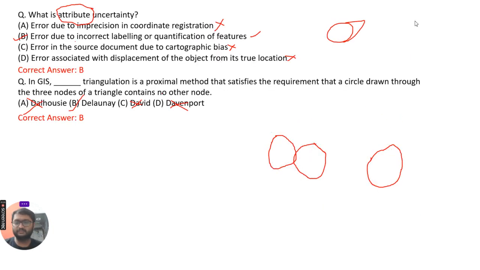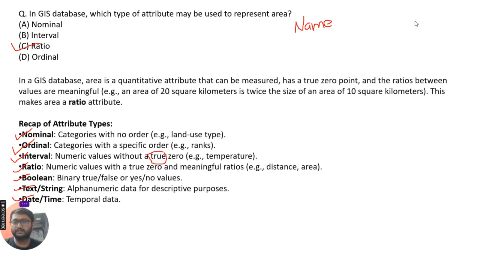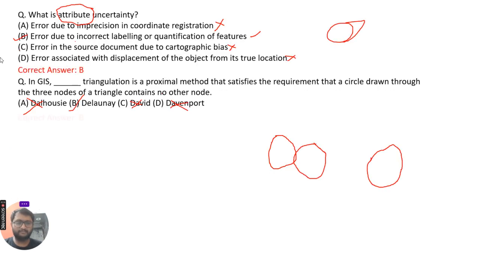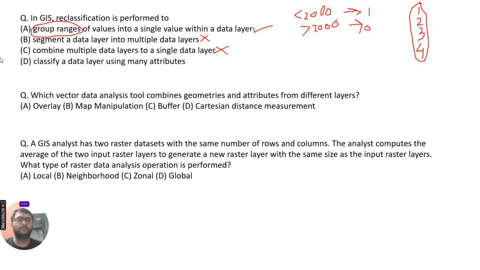Which kind of attribute is it? It is considered a nominal attribute, because we have different classes like high slope, low slope, moderate slope. So we have one attribute only. That's why option D is also wrong, and the correct option is A. So you just have to think about what that tool does, and then analyze all four options.